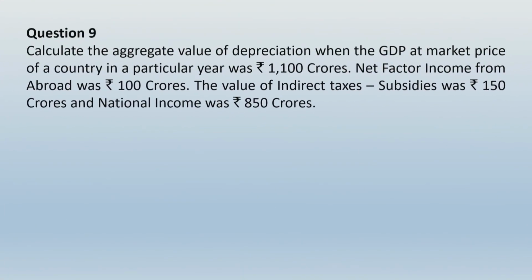Calculate the aggregate value of depreciation when the GDP at market price of a country in a particular year was rupees 1100 crores. Net factor income from abroad was rupees 100 crores. The value of indirect tax minus subsidies was rupees 150 crores and national income was rupees 850 crores.